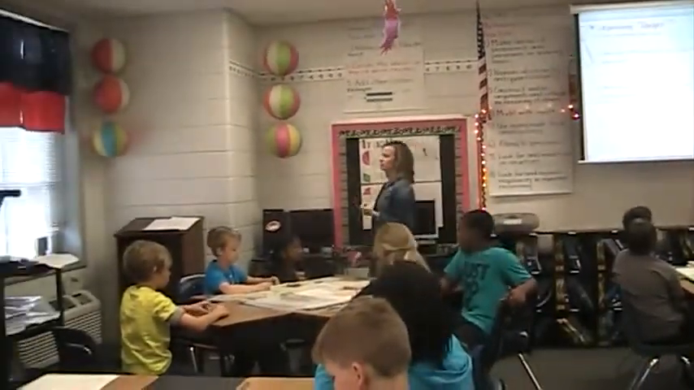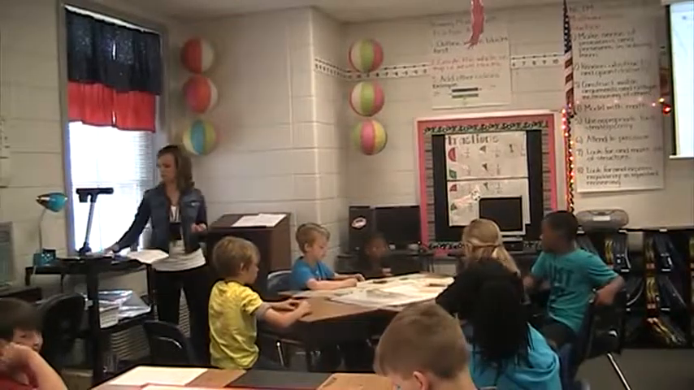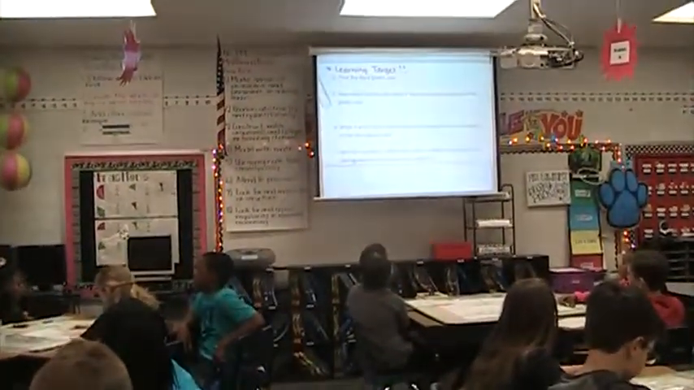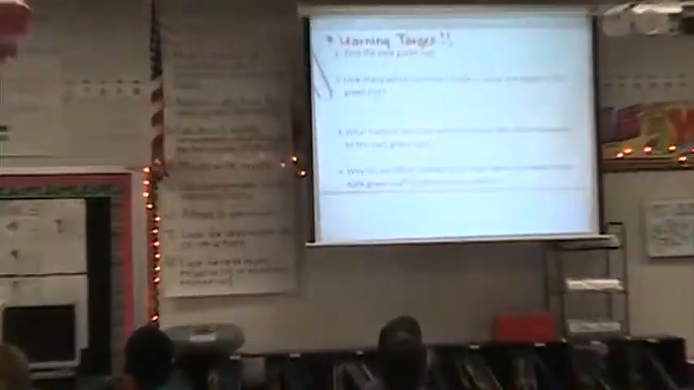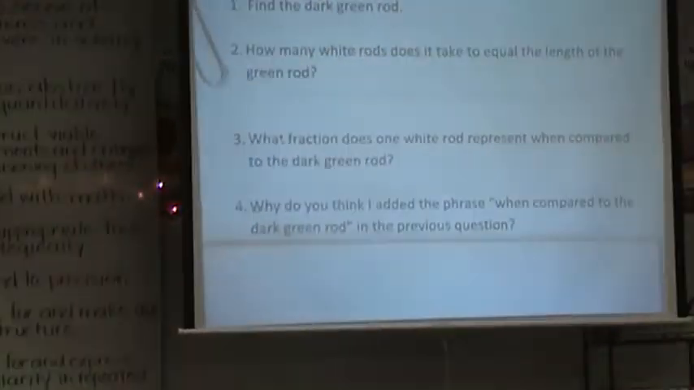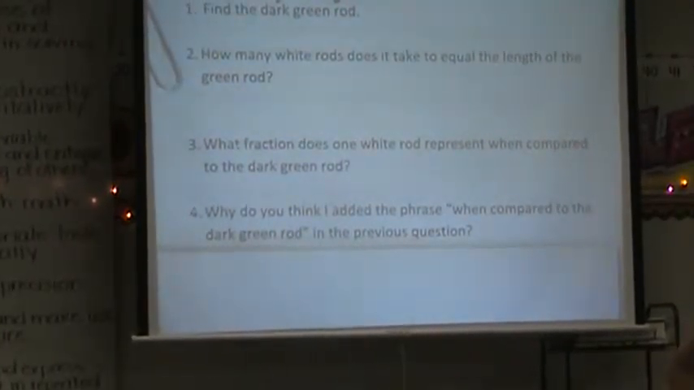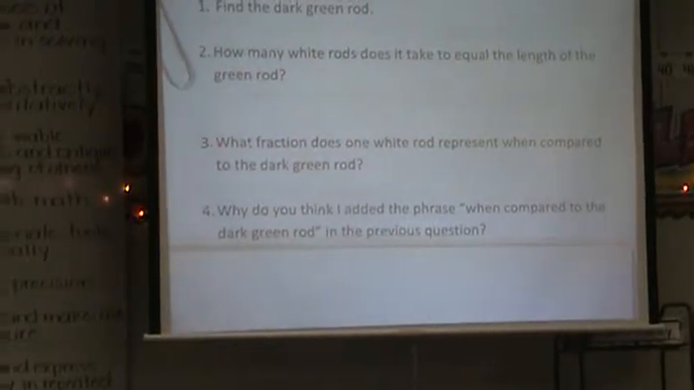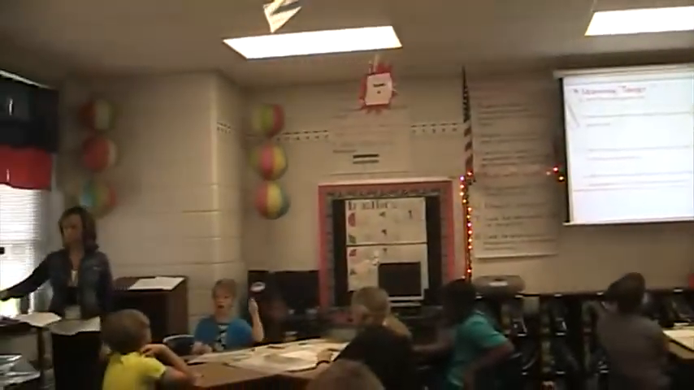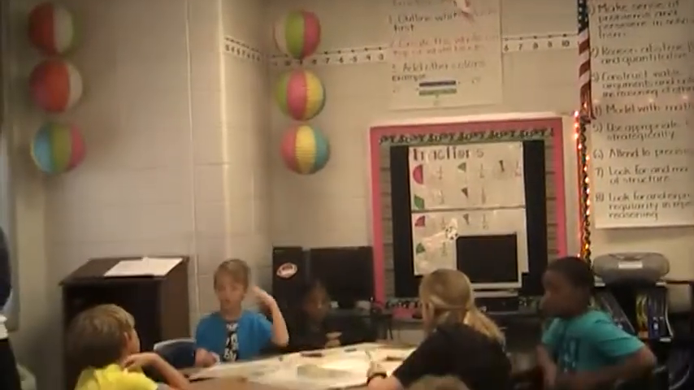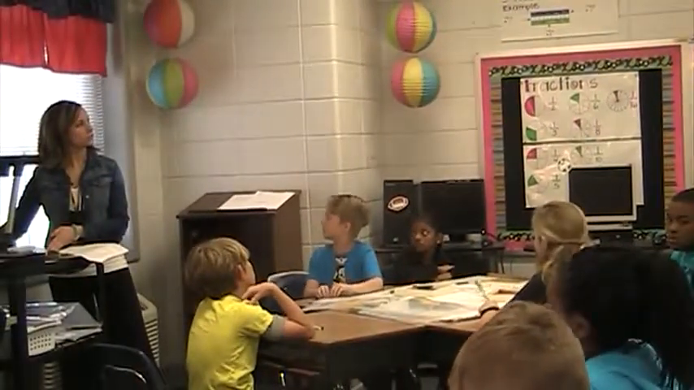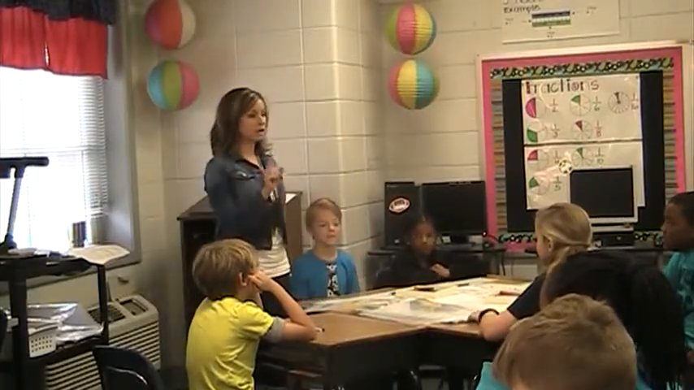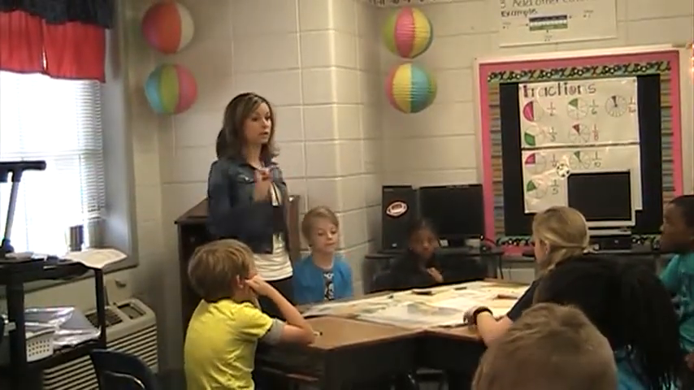Okay, well, think about this question. Why do you think I added the phrase "when compared to the dark green rod" in that previous question? Why did I put that? Why didn't I just say, what does 1 white rod represent? David? Because the green rod is only one whole. You could have different wholes, like the orange one, and that would mean it would not be 6. Right. Okay, so if there were a different whole, then it's no longer a 6th, right? Because that whole is a different length.